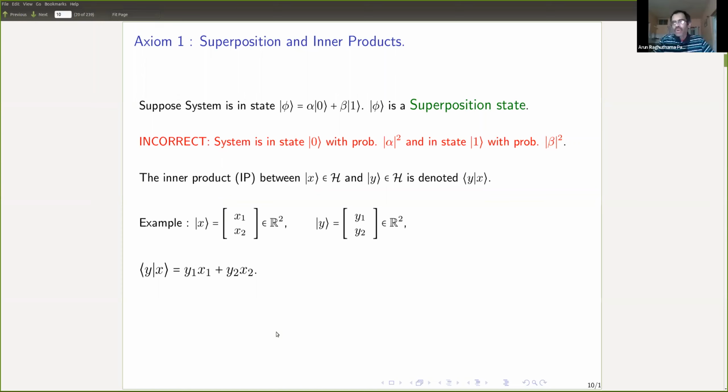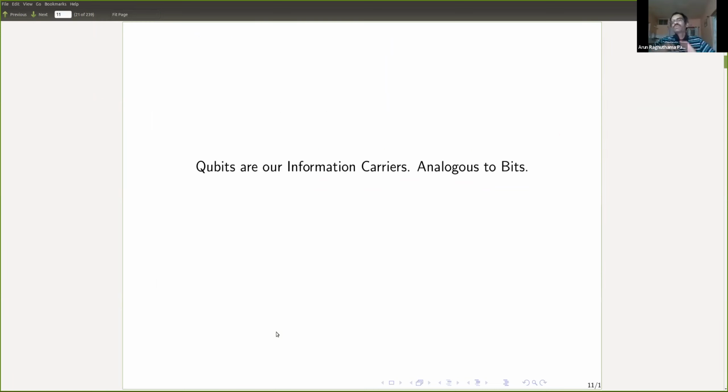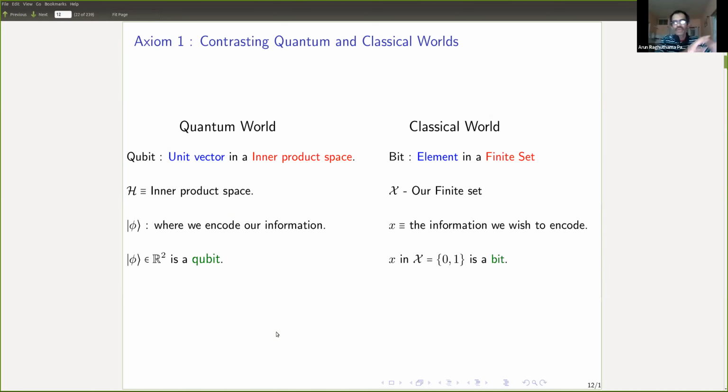Okay, now qubits are going to be our information carriers, analogous to bits. So just like we operate functions on bits, we are going to do something on qubits. So qubits are our information carriers. I'm going to run this thread through and through. Remember that I told you I'm always going to contrast classical and quantum, so you get a feel. So classical world, look at the right side. A bit is an element in a finite set. Quantum, it's a unit vector in an inner product space.